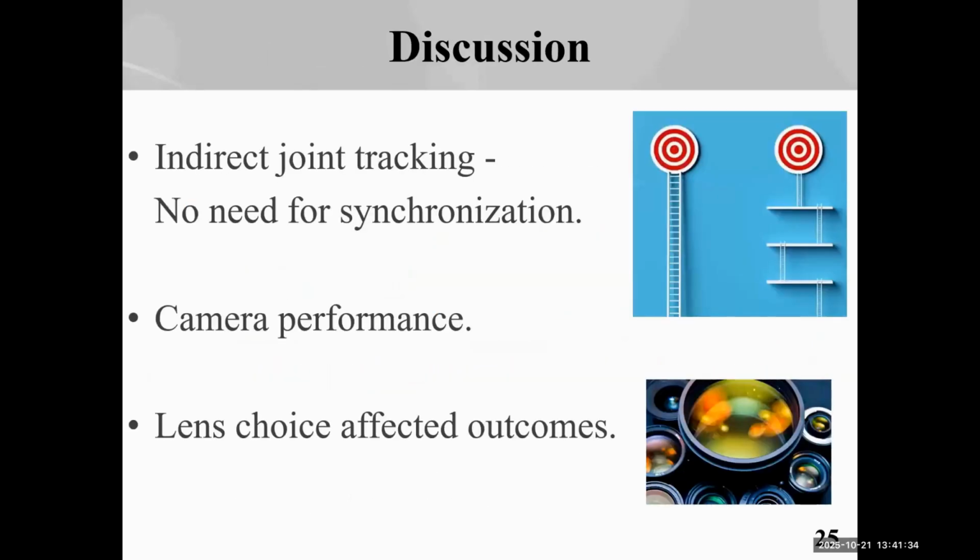In our discussion, first, indirect joint tracking is possible and can give us valuable information about the performance of the cameras and algorithms, and we don't need any synchronization. Second, the camera performance can vary depending on the research focus, since we can give different weights to different features, and we might have different results. And we found that in the Z camera, the lens choice affects outcomes. Since the Z 2 millimeter has a wider field of view, it's better at close and medium ranges than the Z 4 millimeter.